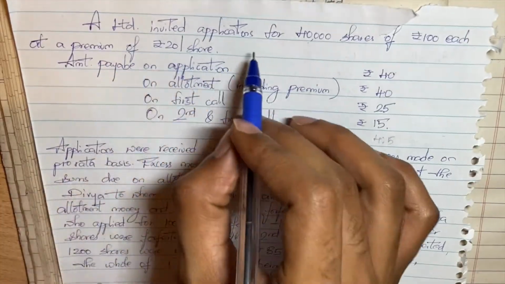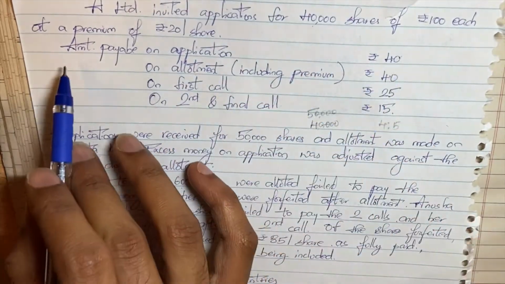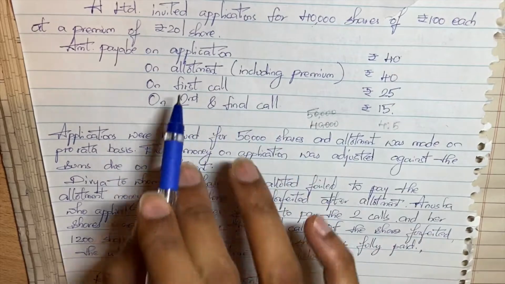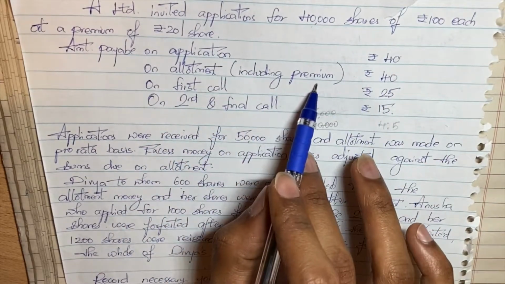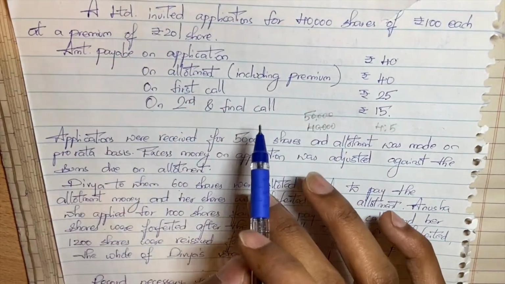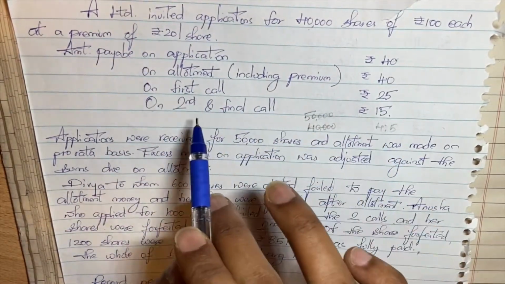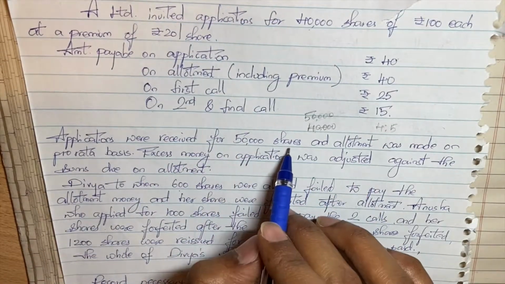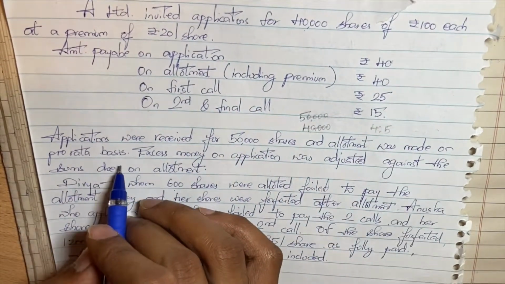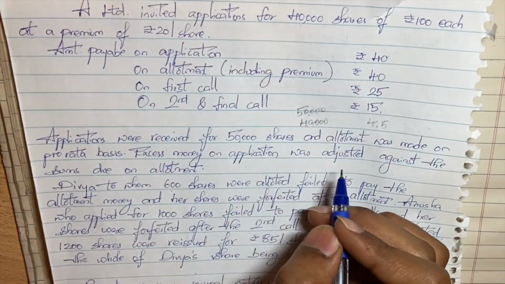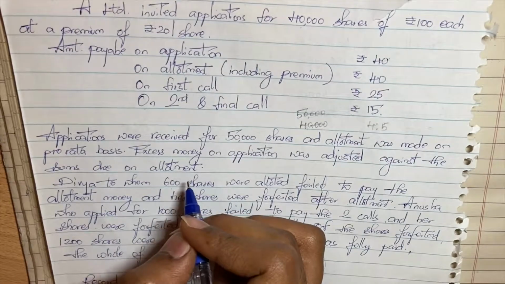A Limited invited applications for 40,000 shares of 100 each at a premium of 20 per share. Amount payable on application is 40, on allotment 40, and that includes premium. So that is 20 on allotment and 20 on premium. 25 on first call and 15 on second and final call. The applications were received for 50,000 shares and allotment was made on pro rata basis. And the excess money on application was adjusted against the sums due on allotment.